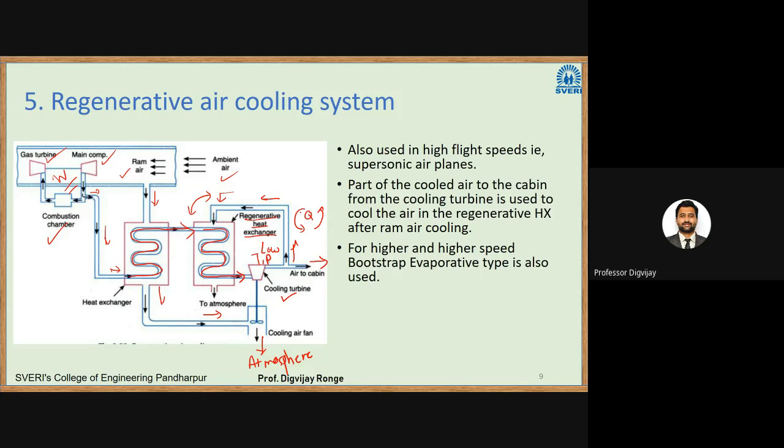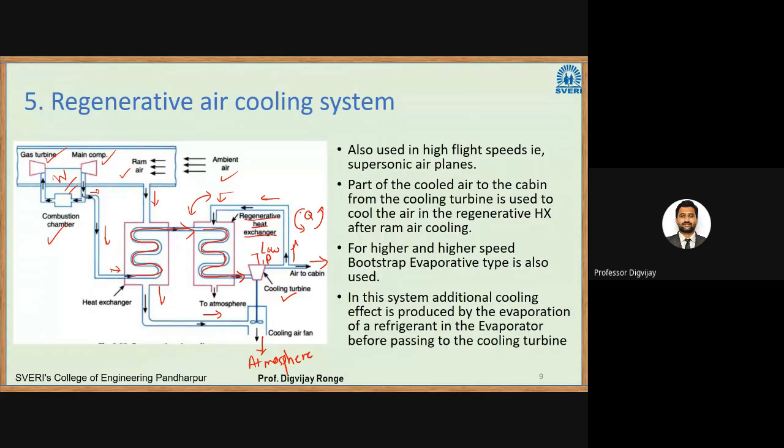For higher and higher speed aircraft, the bootstrap evaporative type is also used, which we do not cover, but you can read it. In this system, an additional cooling effect is produced by the evaporation of a refrigerant in the evaporator before passing to the cooling turbine. So if you want, you can use the evaporator here also, which is not shown in the figure.